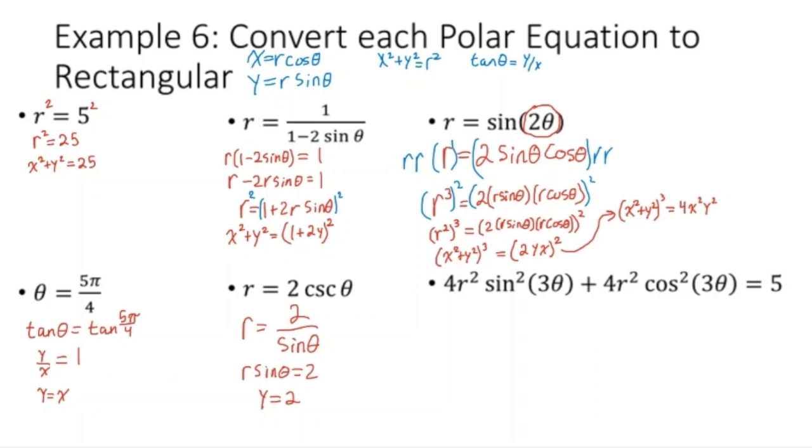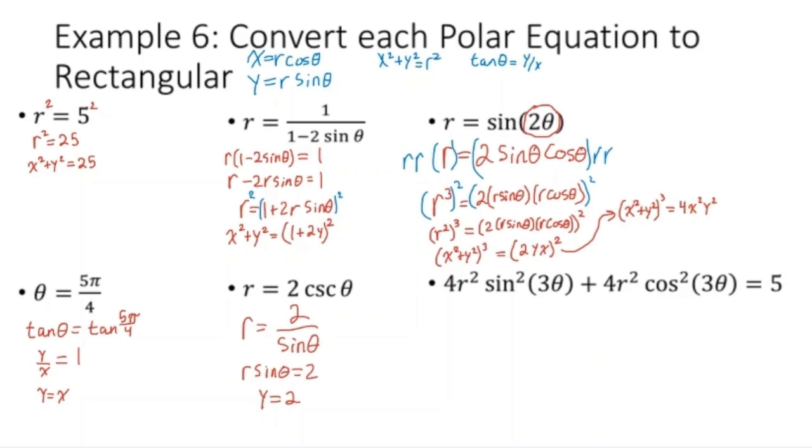Next, we're going to rewrite 4r squared sine squared 3 theta plus 4r squared cosine squared 3 theta equals 5. Now, it may seem tempting to replace the r squared sine squared 3 theta and r squared cosine squared 3 theta with y squared and x squared right away. But we do have to be a little careful because our angles are 3 theta, not theta.